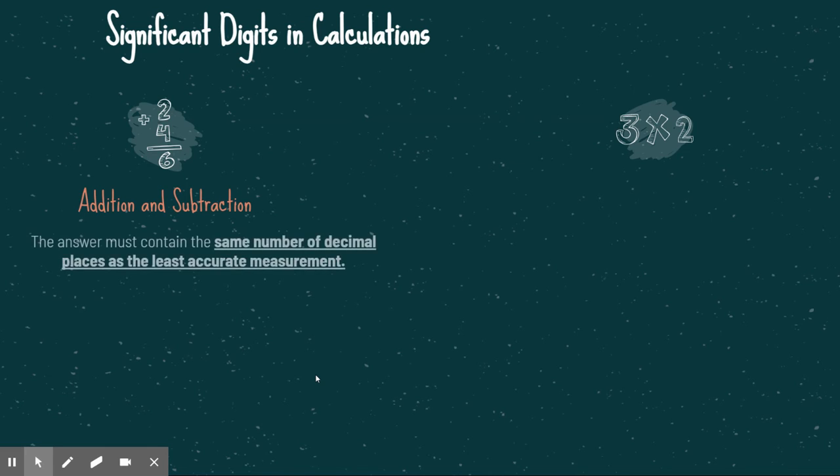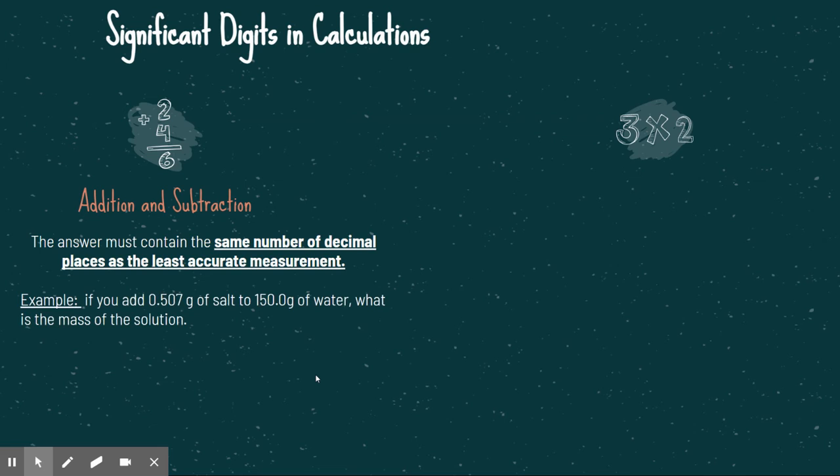In addition and subtraction, the answer has to contain the same number of decimal places as the least accurate measurement. You're probably thinking, huh? What does that mean? So we're going to go through an example. I have the example: if you add 0.507 grams of salt to 150.0 grams of water, what is the mass of the solution?